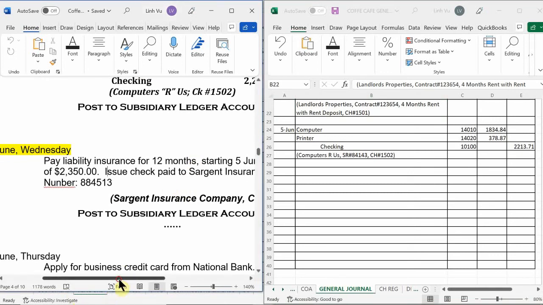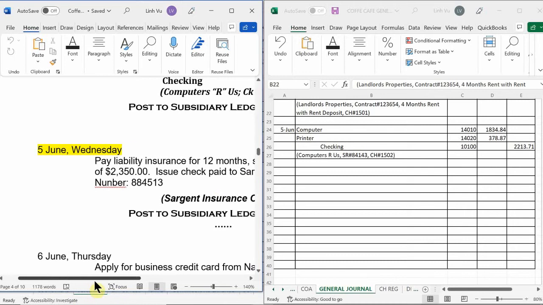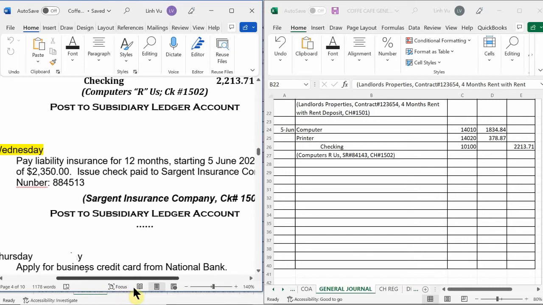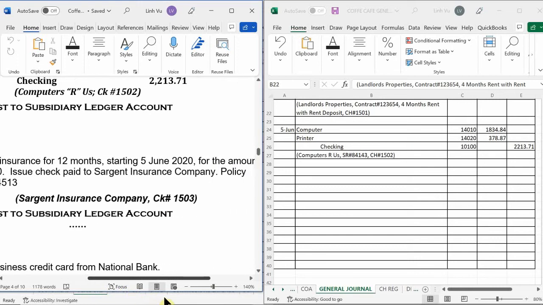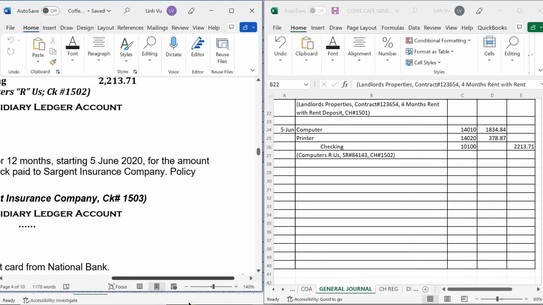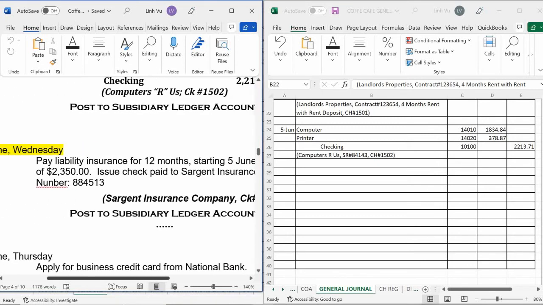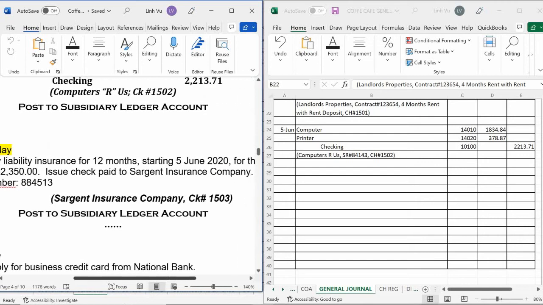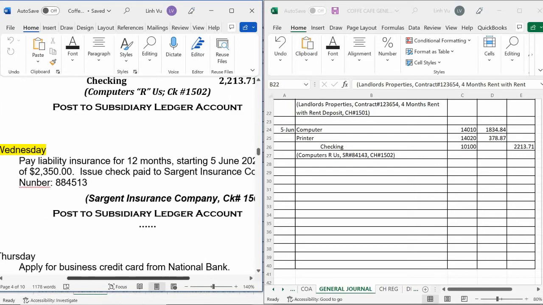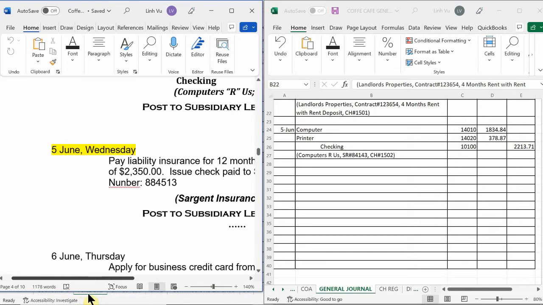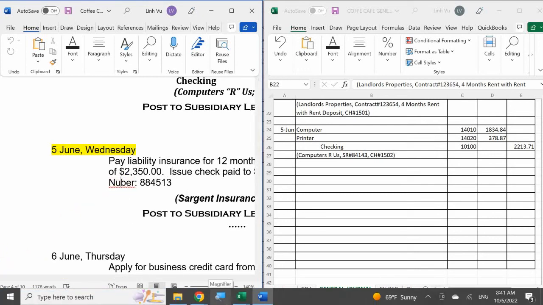Continuing on, it's still Wednesday, the 5th of June, and we decided to pay liability insurance for 12 months starting on June 5th of 2020 for the total amount of $2,350, okay? Issued check paid to Sargent Insurance Company. Policy number 884513.